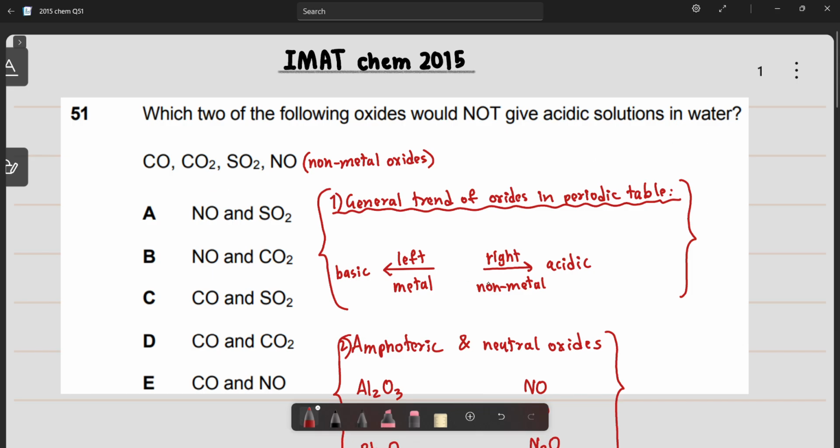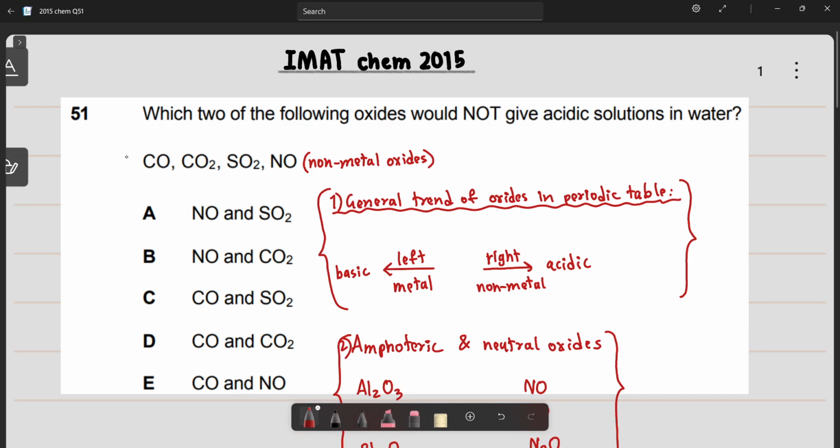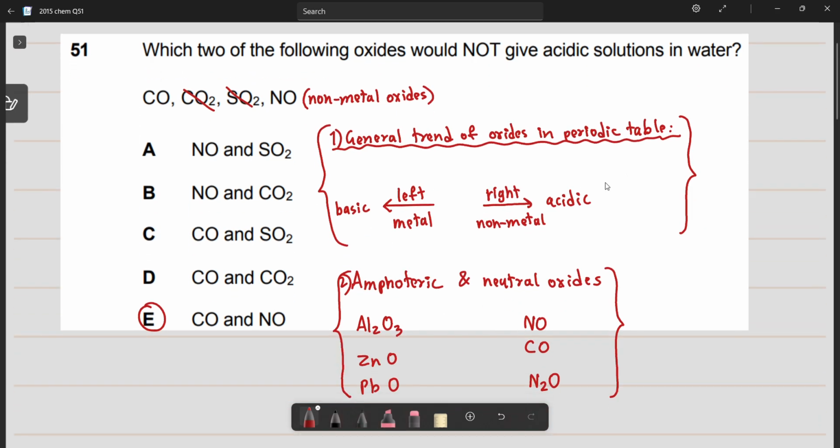So as we discussed, carbon monoxide and nitrogen monoxide are neutral oxides. So we can easily cancel out carbon dioxide and sulfur dioxide, and we can easily choose the correct option, which is option E: carbon monoxide and nitrogen monoxide are the ones that do not give acidic solutions in water, as they are neutral oxides.